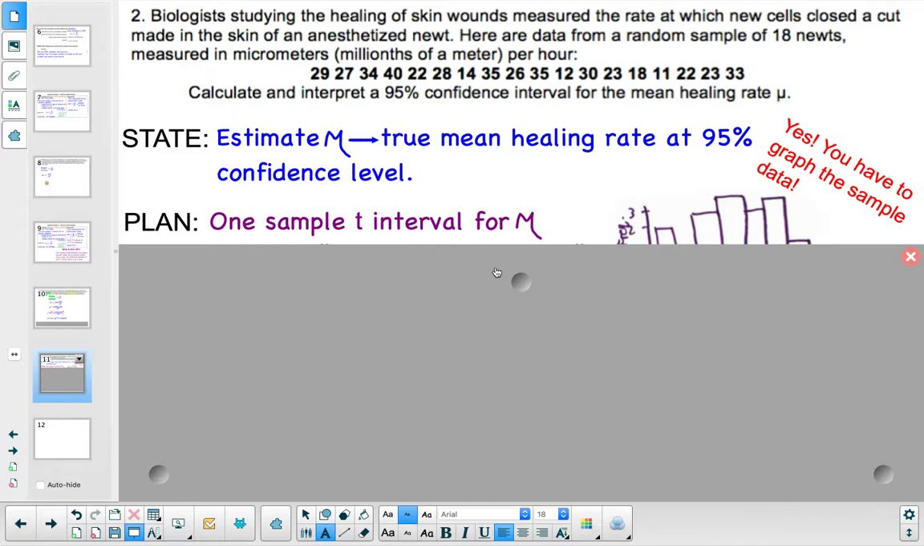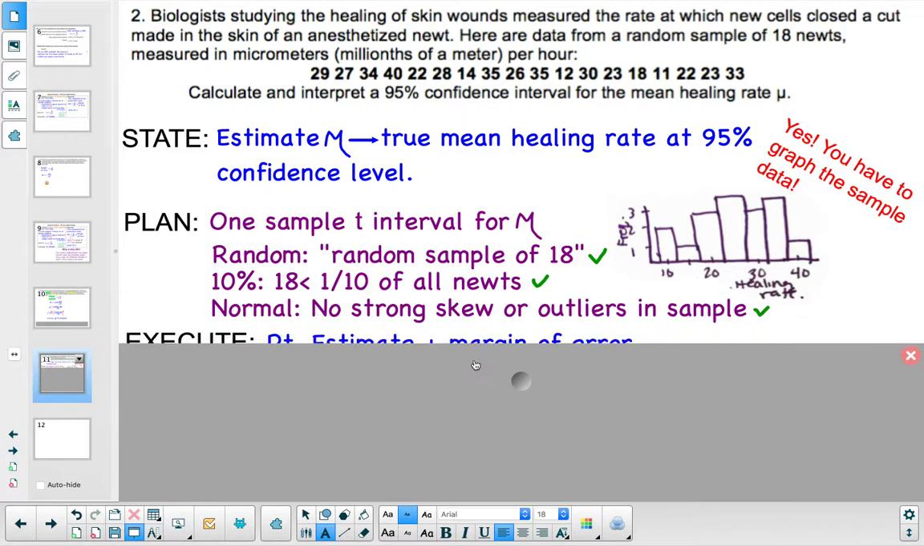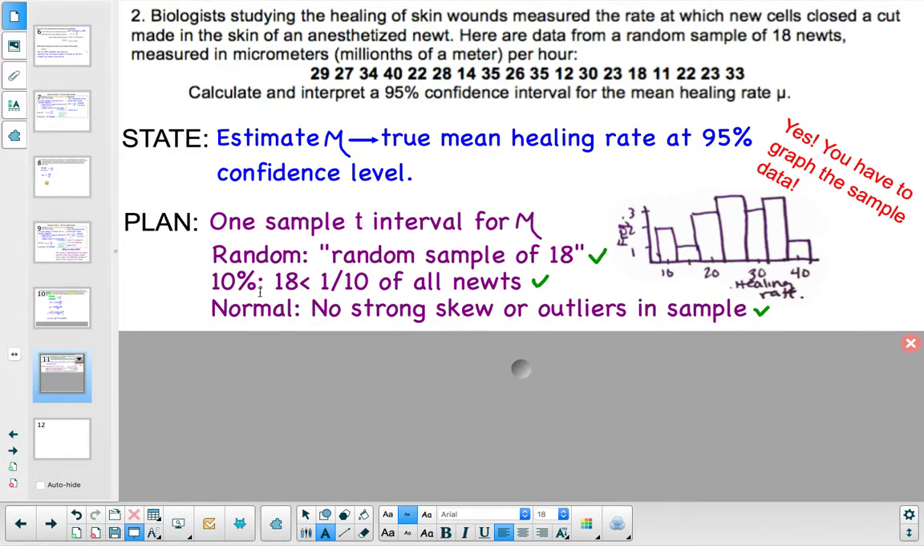And then we'll check our conditions, which are random, the 10%, and the normal condition. So random, they said it's a random sample of 18. Check. We do that so we can generalize to the population of all newts. 10%: 18 is less than 1/10 of all newts. So we can use that standard error formula and sufficient independence, even though we're sampling without replacement.